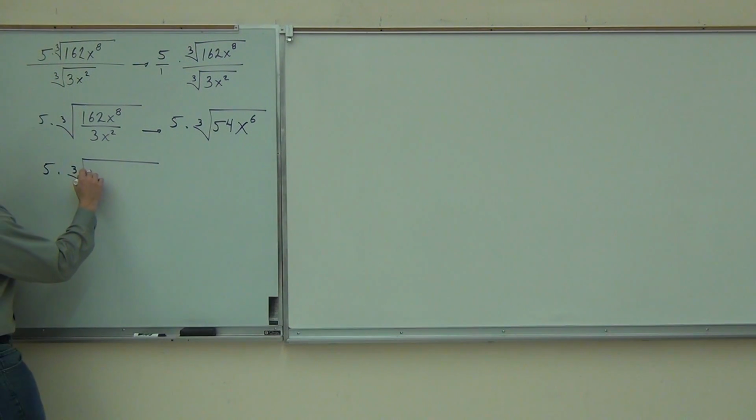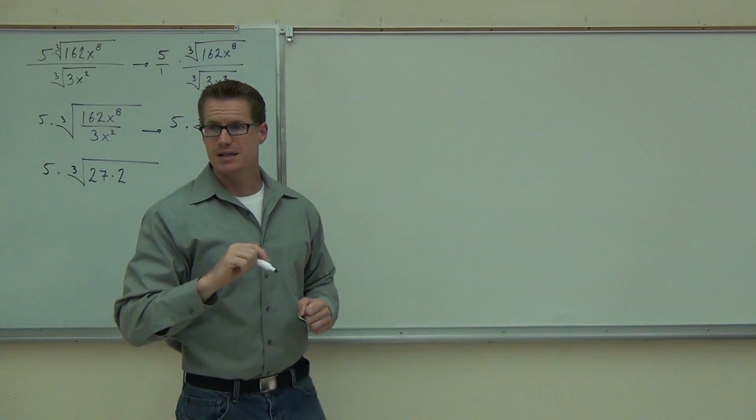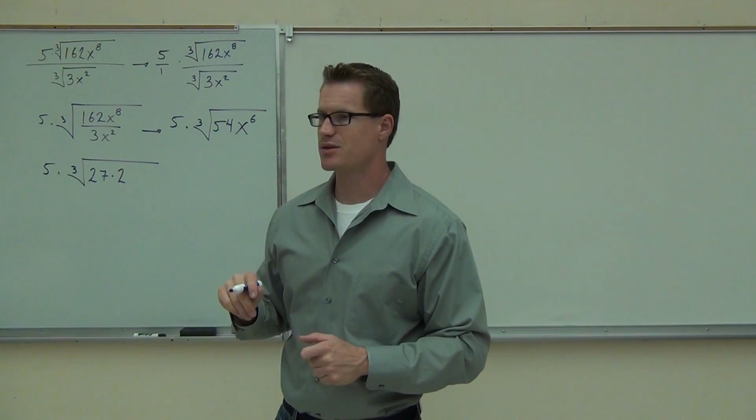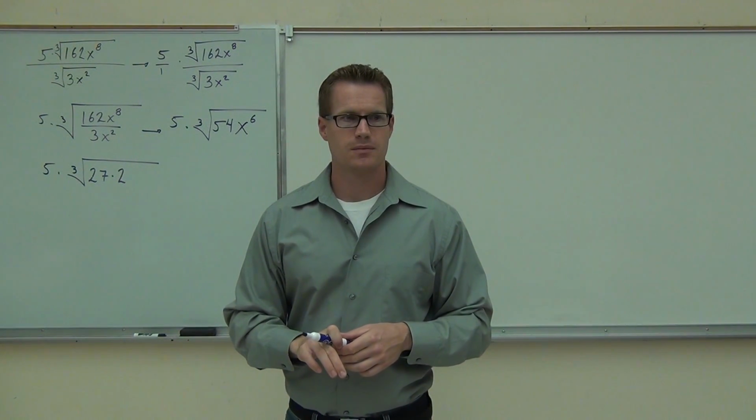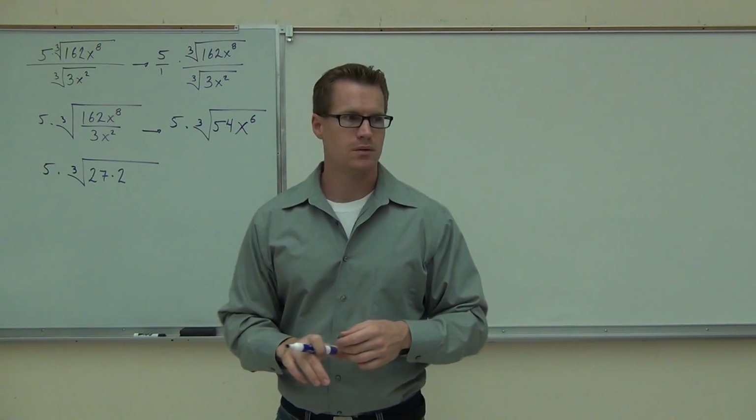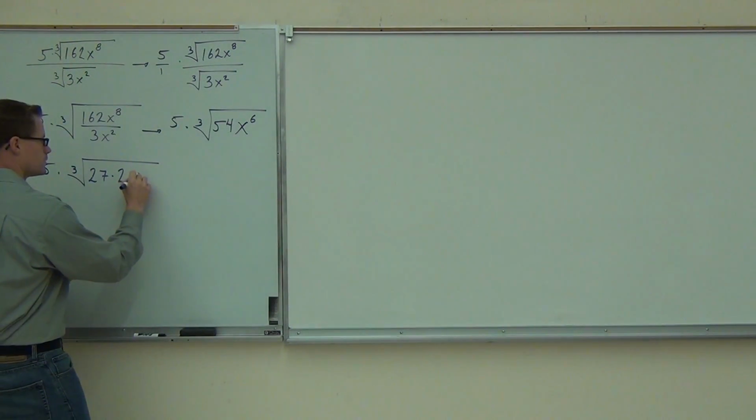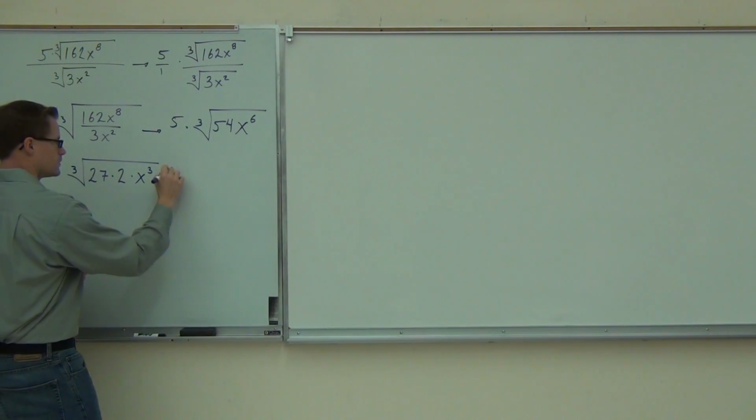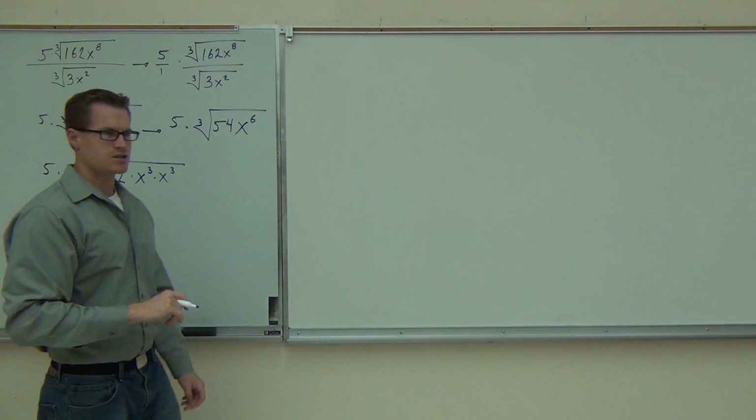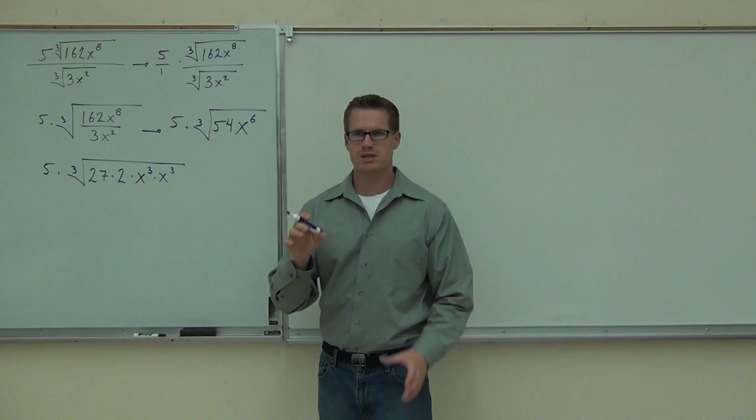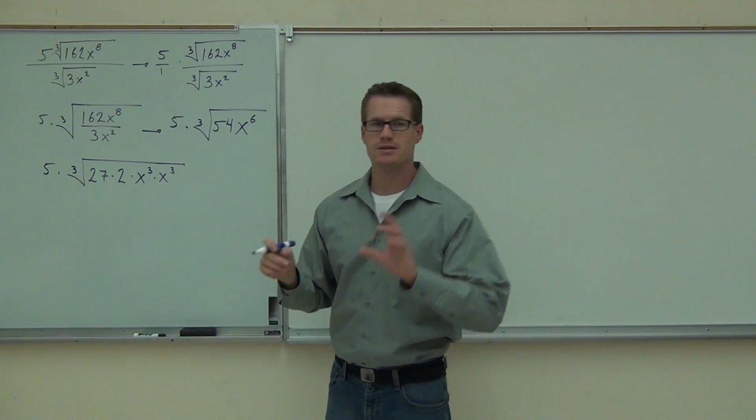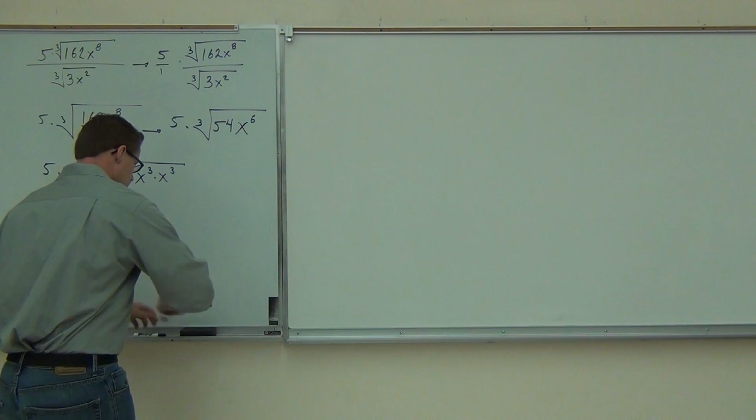So 54, I'm going to write the 27 first, times 2, and the x to the 6th. I can deal with x to the 6th. How am I going to split up x to the 6th in this particular case? Times x squared to the 3rd power. We break off as many x cubes as we can. Why are we choosing x cubed in this case? It's a cube root. We know that everywhere we see a power of 3 with a cube root, we're going to be able to cross that out and take x out of our radical. Let's go ahead and do that.